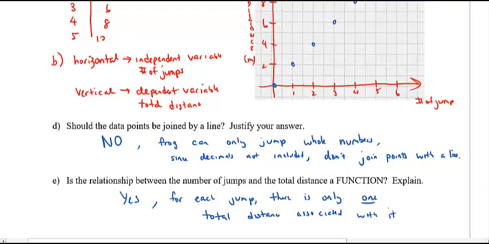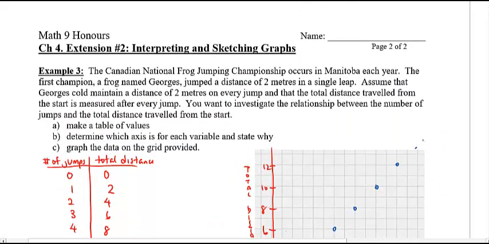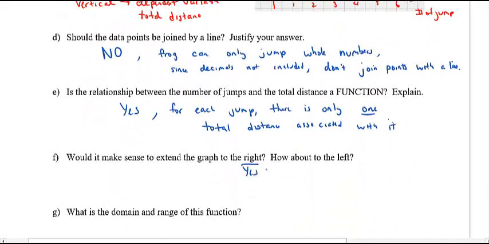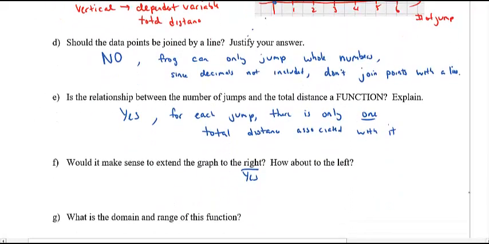Okay. And then for part F, would it make sense to actually extend the graph to the right? So would it make sense to keep going this way? I definitely think so. How about to the left? What happens there? It becomes negative? No. Can't jump a negative distance.